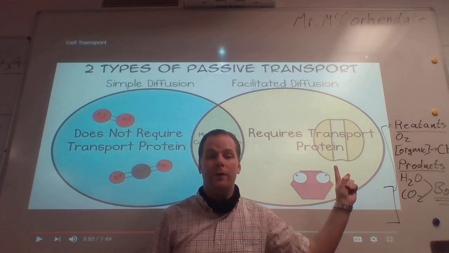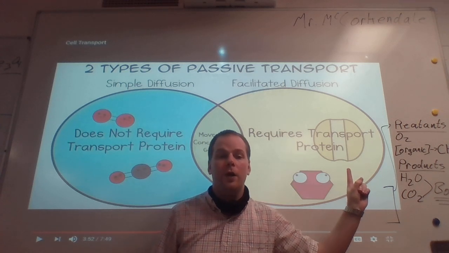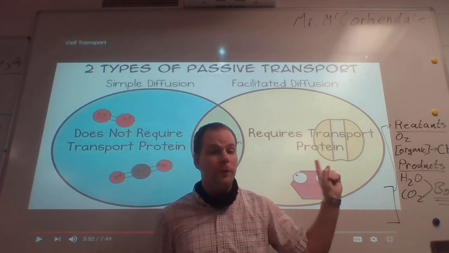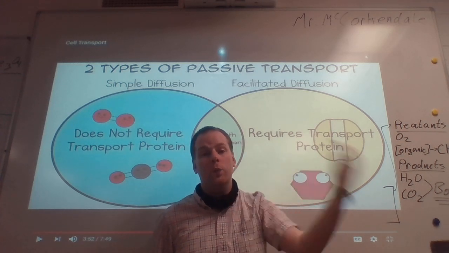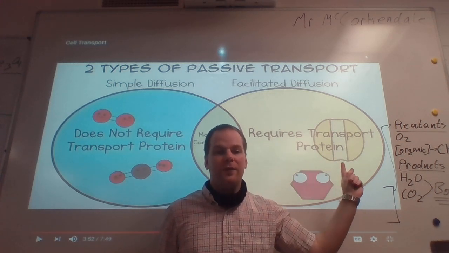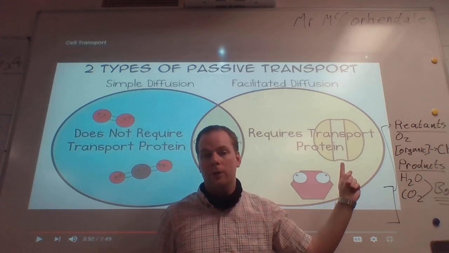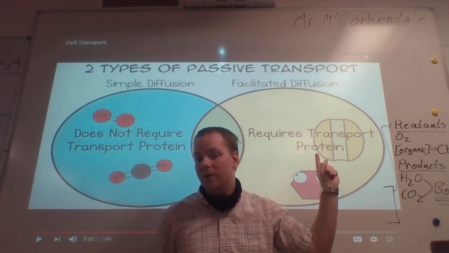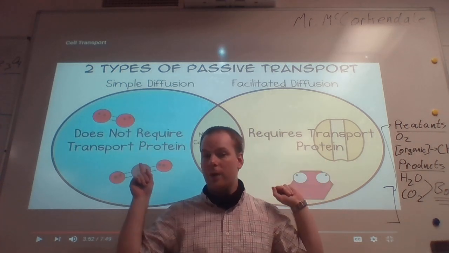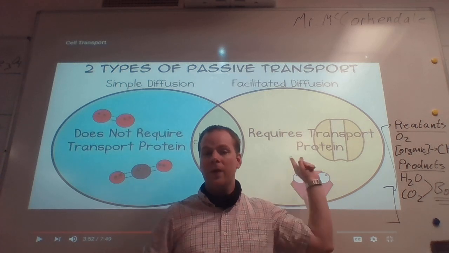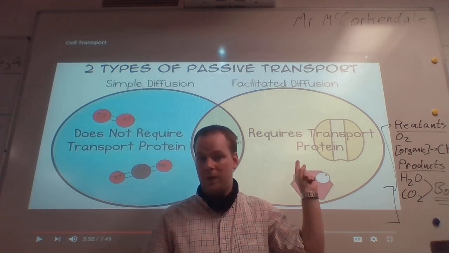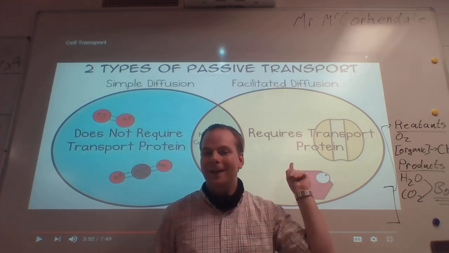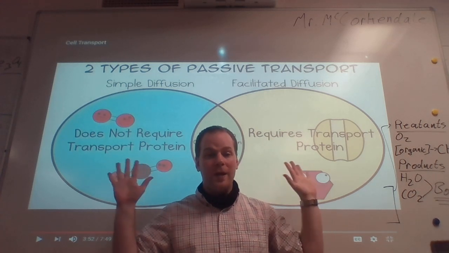This one actually requires a channel, because things like liquid or water cannot go through the phospholipid bilayer because it's water repellent. So they have to have some kind of protein channel in order to actually get through. So transport proteins are the difference. This one just goes straight through the bilayer without any help. This one has to have a transport protein. That's the main difference between the two.